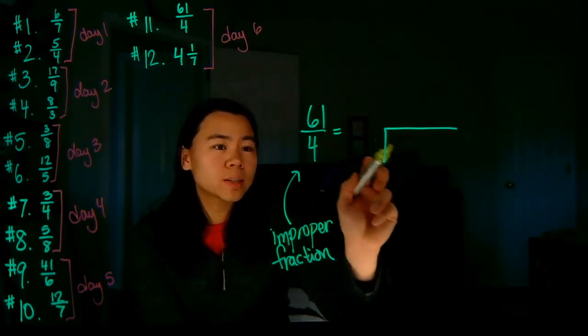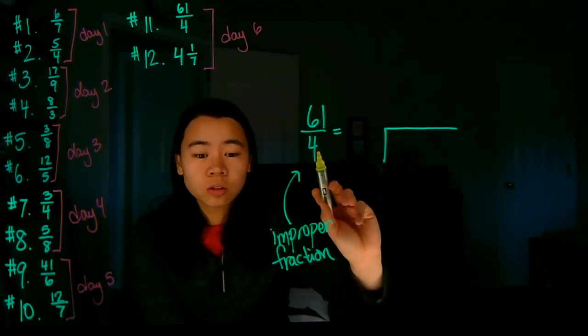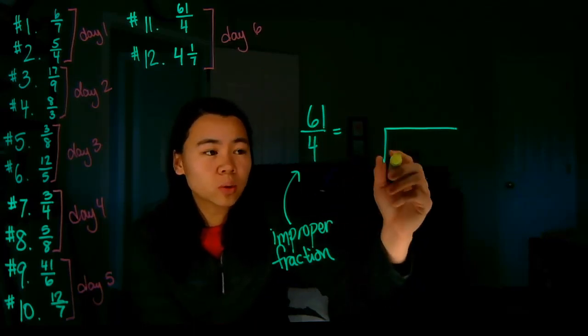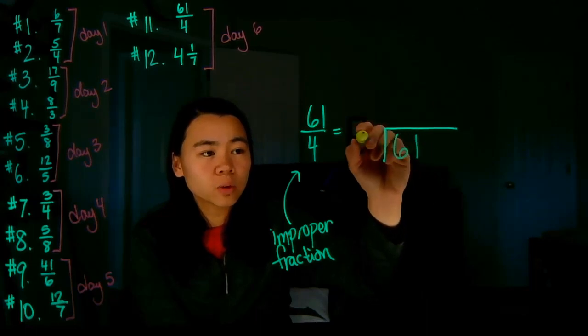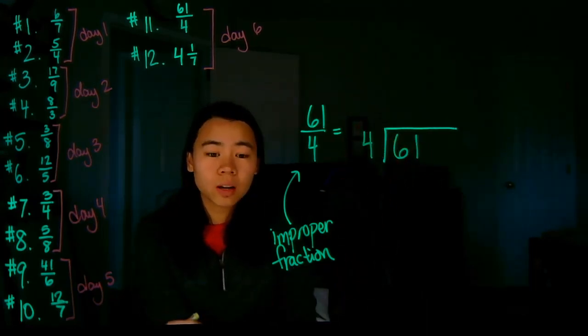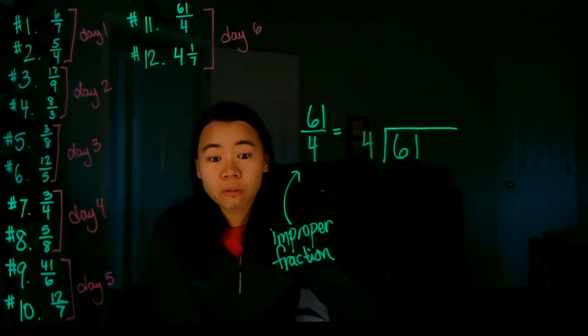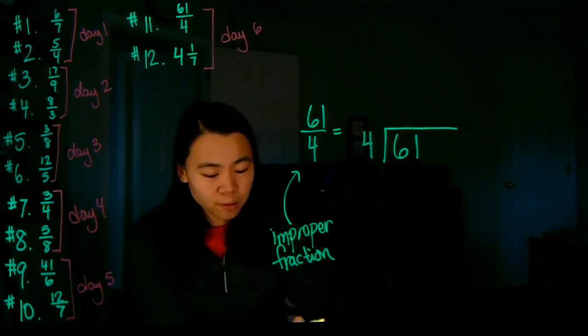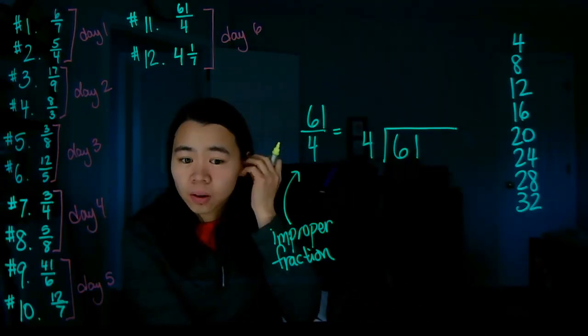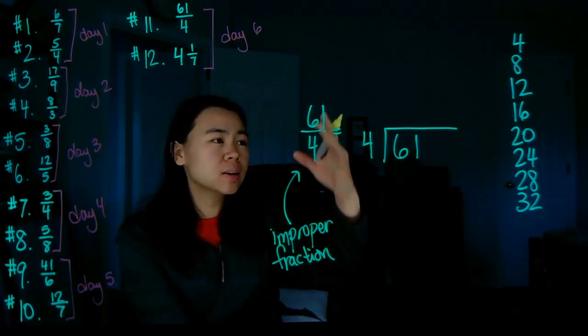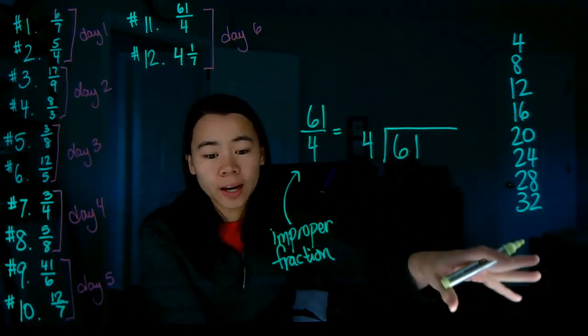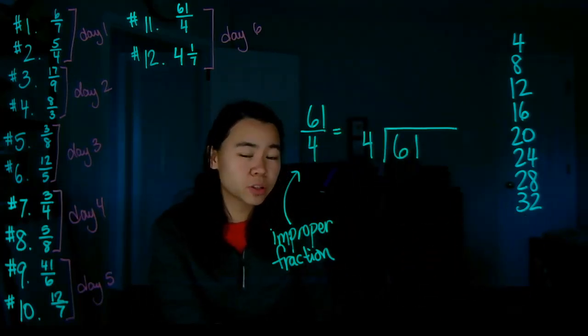All right, so we're going to go ahead and set this up. For long division, we're changing this fraction to a decimal. The 61 is what goes on the inside, and the 4 stays on the outside. Because we're dividing by 4, we're going to list our multiples of 4. So I'm going to do that right now. Okay, here we go. I listed a few multiples of 4, and if we need to add to our list, we can always do that, but I'm going to start right there.